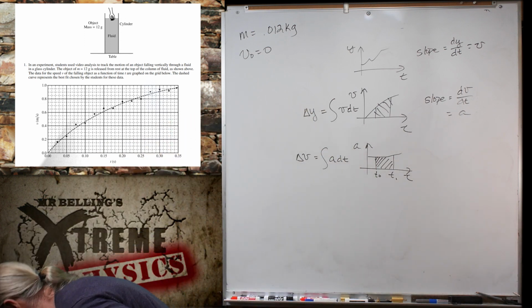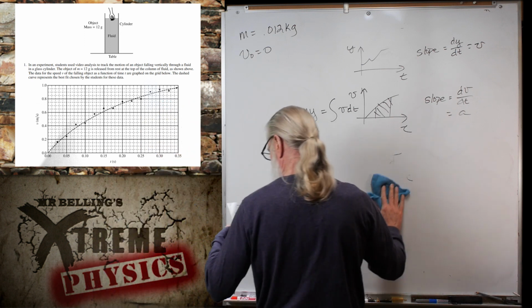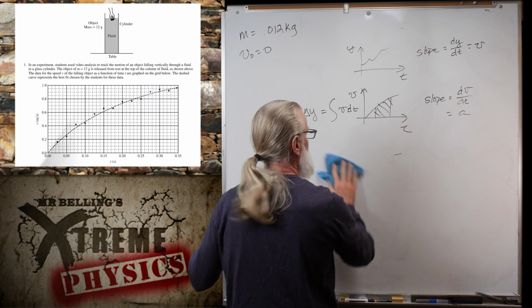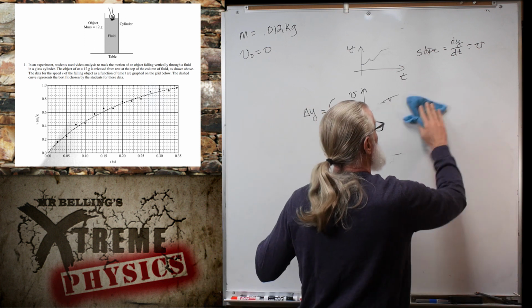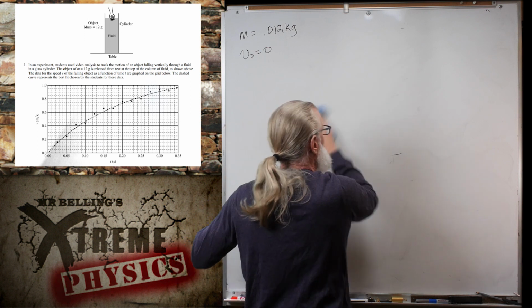But right now, I'm going to erase. We don't have these graphs. We only have the velocity versus time. In fact, we don't even have velocity versus time. They said it's the speed. They said it was this speed.